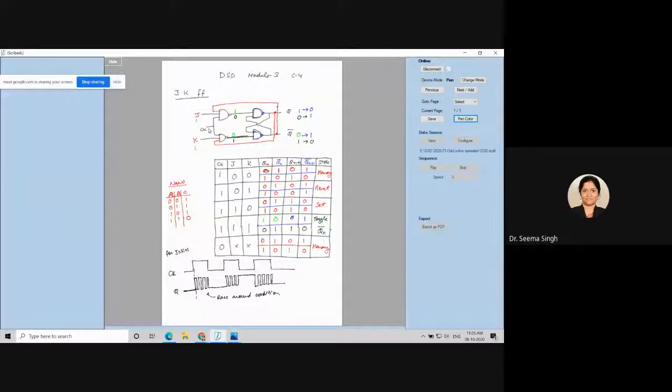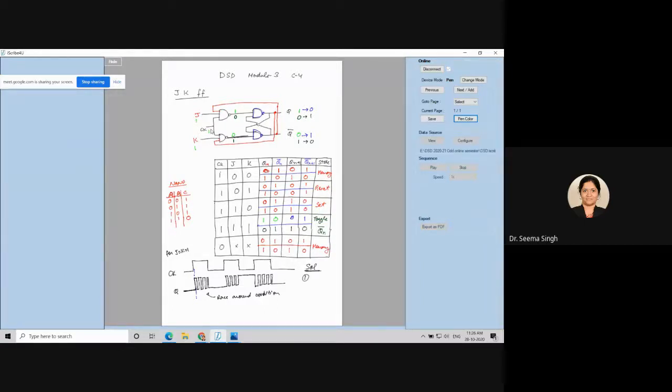JK flip-flop diagram you can see, and you also saw what is the problem with respect to race around condition. If you remember, I had also talked about edge triggered flip-flop. So this race around condition problem is there. We have three solutions for this.